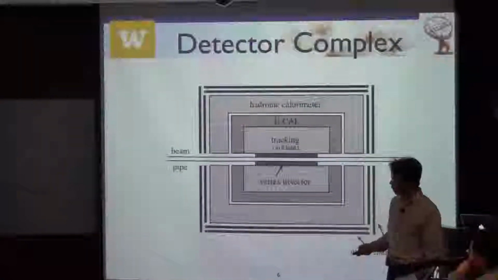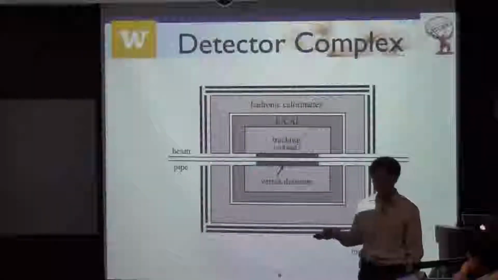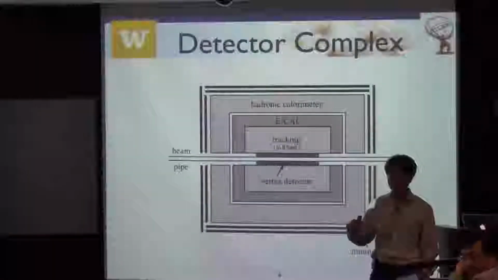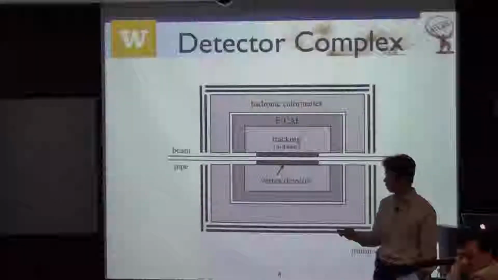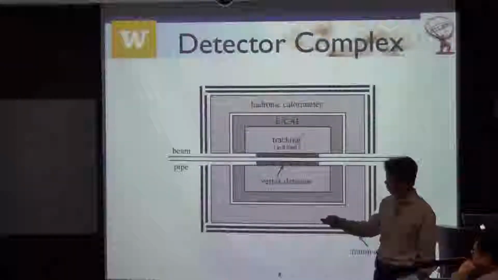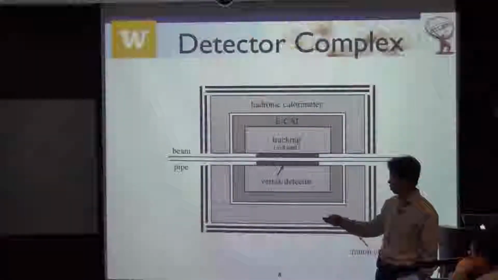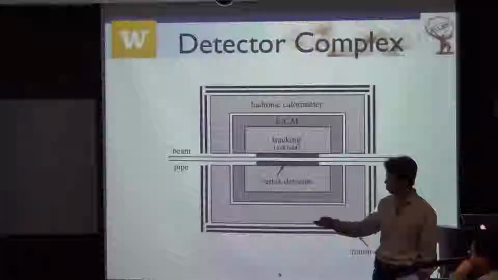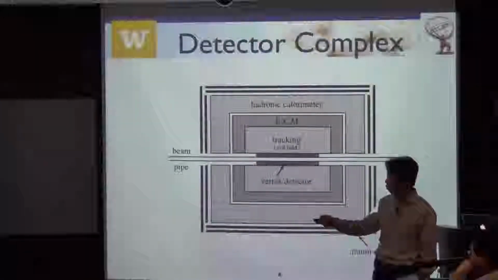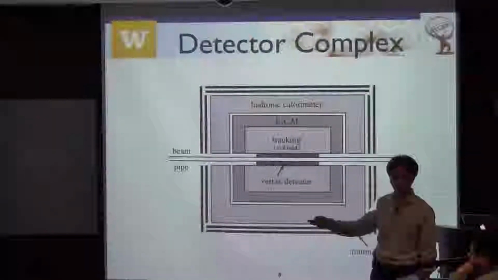So this is a cartoon of the detector complex. A modern general purpose detector looks very similar to this. And you have the proton move and accelerate along the z coordinate along the beam pipe, and you try to collimate the beam so you can increase it in the center.